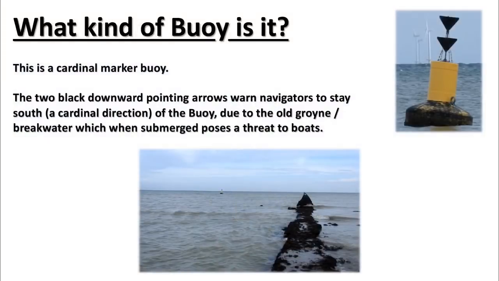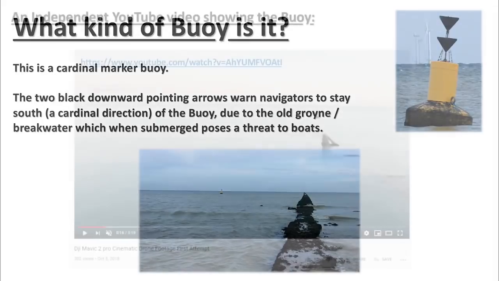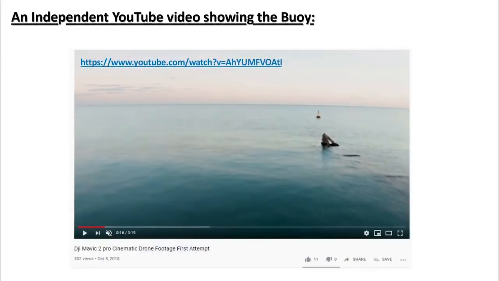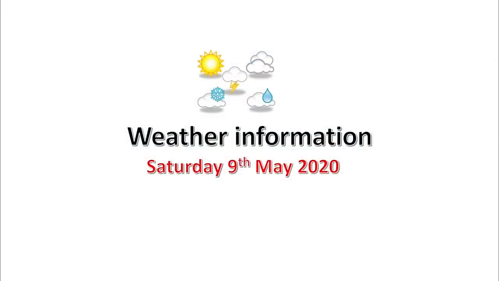What kind of buoy is it? This is a cardinal marker buoy. The two black downward pointing arrows warn navigators to stay south, a cardinal direction, of the buoy due to the old groin breakwater, which when submerged poses a threat to boats. An independent YouTube video showing the buoy. Weather information, Saturday, 9th of May, 2020.